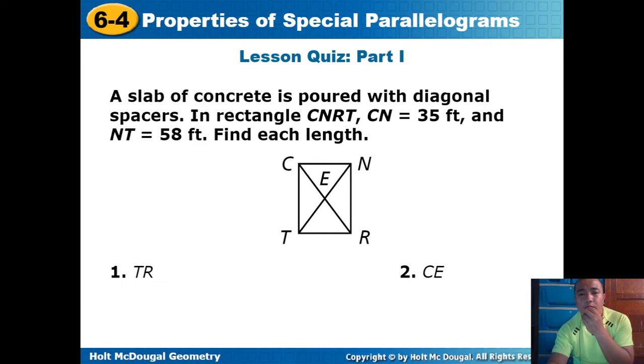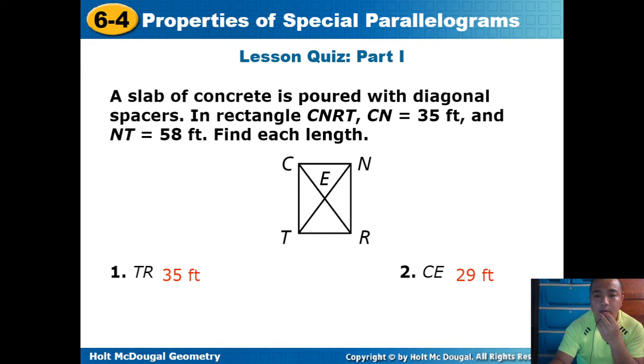So for lesson quiz part 1, a slab of concrete is poured with diagonal spacers. In a rectangle CNRT, CN is 35 feet and NT is 58 feet. Find each length. So number 1, TR, and number 2, CE. Apply all the properties of rectangle, rhombus, and square in this particular quiz. So this is the answer. Okay, show your solution and submit to me. Send your answers in a messenger. Number 1, TR is 35 feet, CE is 29 feet.